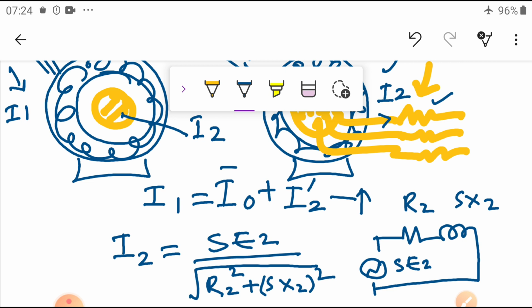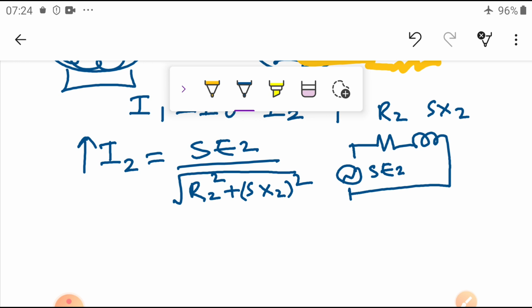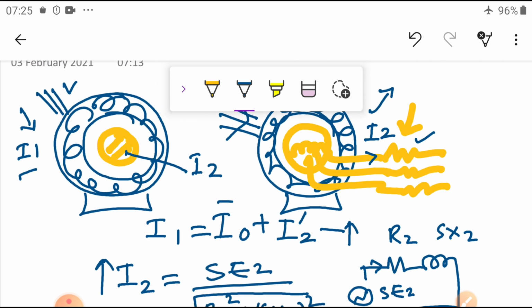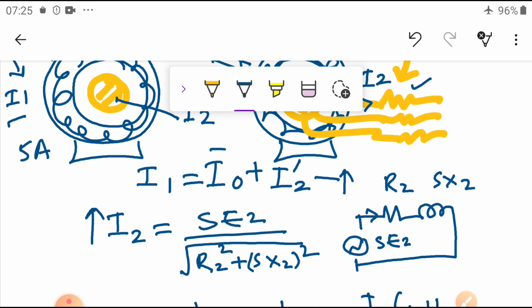Due to this, what will happen? Here the rotor is short circuited and we applied the rated voltage, so it will draw more current. The current is nearly 5 to 8 times the full load current. What is the full load current here? I1. Under normal full load on the motor, for example, it will draw 5 amperes. But initially, due to the high voltage, the slip S is equal to 1 and the rotor speed NR is equal to 0.